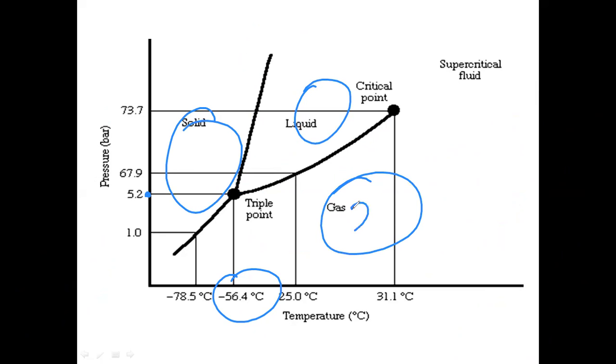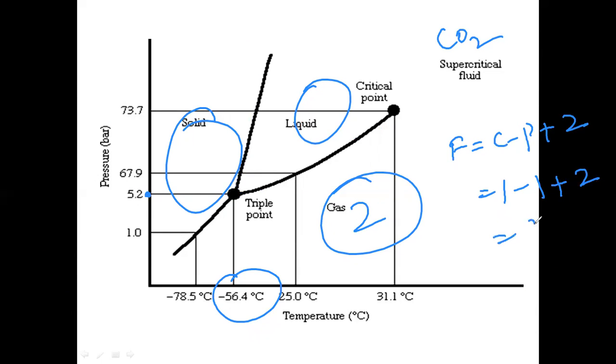And the degrees of freedom in the area is 2, because F is equal to C minus P plus 2. How many components are there? This is CO2, that is one component, minus phase. Here only the gaseous phase exists, so one phase, plus 2. So 1 minus 1 is 0, plus 2, you will get degrees of freedom as 2 here. So here also degrees of freedom is 2, here also 2, here also 2. That you already know.